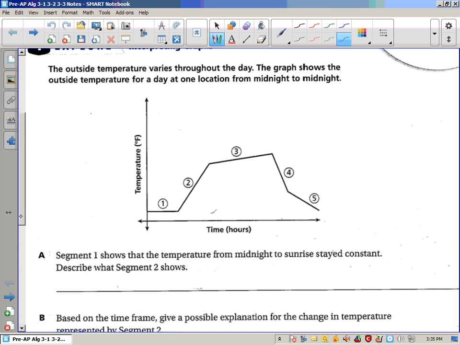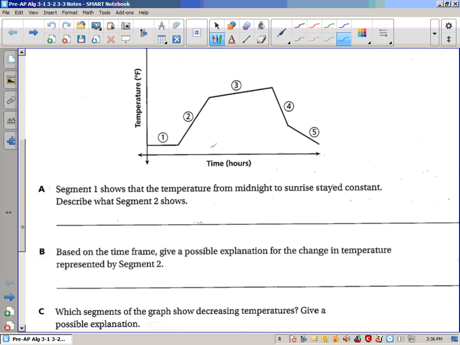So we've got midnight to midnight. So obviously, a lot of times the experience is once the sun comes up, we get an increase in temperature, and then as the sun goes down, we decrease in temperature. Now I know sometimes that's not always the case, but let's just think about this as an average day. So it says in segment 1, the temperature from midnight to sunrise stayed constant. So it looks like then right here that this would be sunrise.